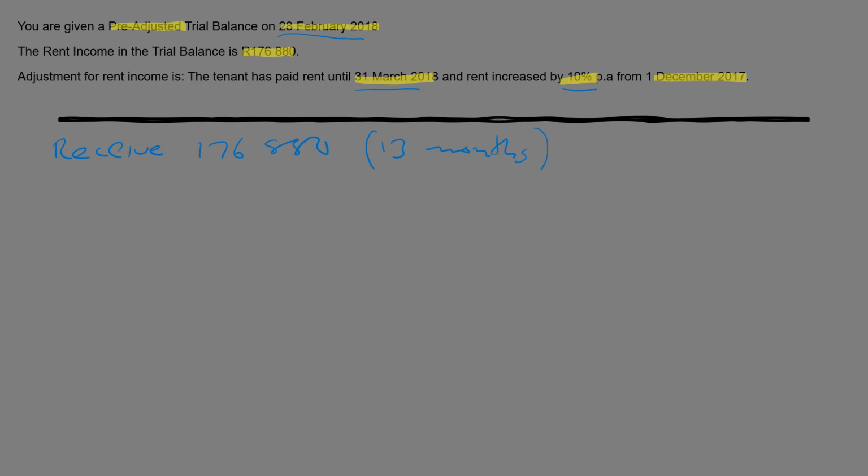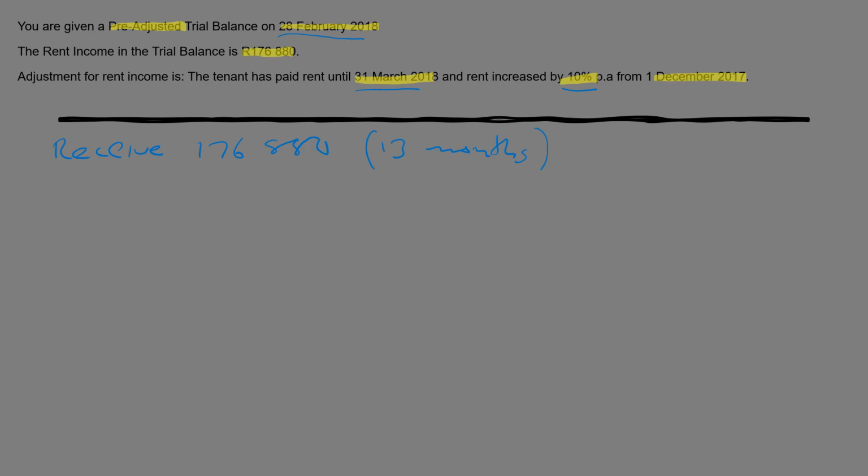So are you wondering why can't you divide 176,880 by 13 to get rent for March that was received in advance? We can't do that because rent at some point increased by 10%. If we divide that, we assume that the rent was even from the first month up to month 13, which is not correct because it increased. So this is how we work it out.